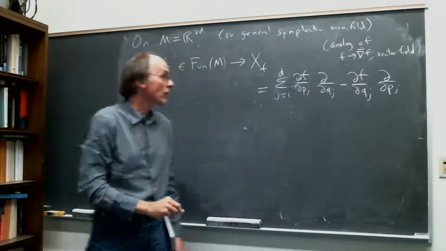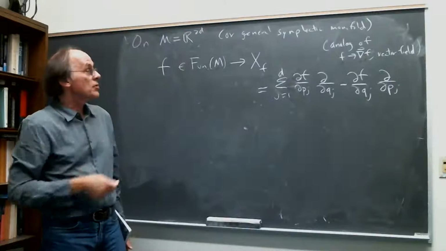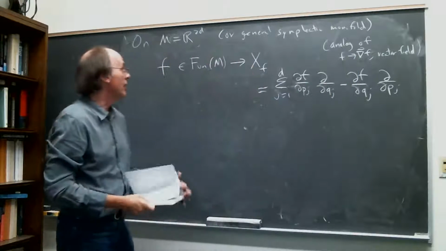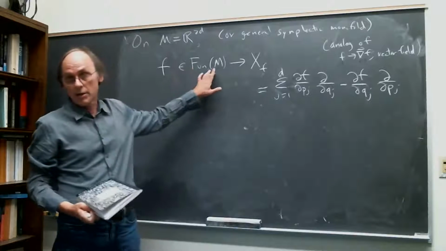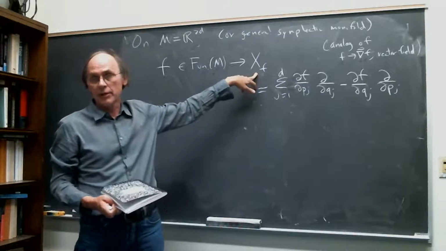Okay. So there's this kind of analog of the gradient vector field that for any function on a symplectic manifold or on a phase space, there's this vector field X sub f.